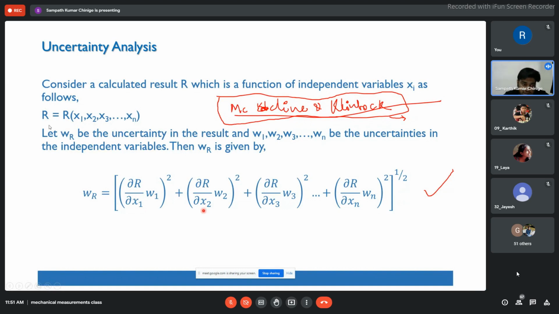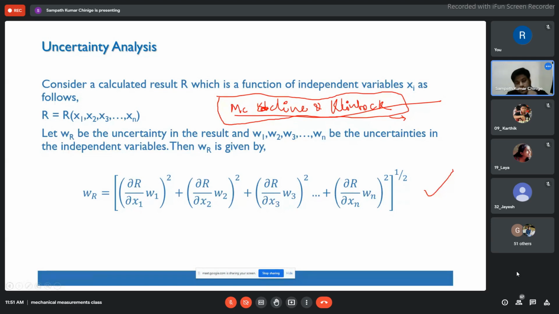The partial differentiation of R with respect to X1 into W1, whole square, plus ∂R/∂X2 into W2, where W2 is the deviation in the measurement X2. Similarly, ∂R/∂X3 into W3, the deviation of X3, and so on. This whole square, under the square root of 1 by 2 (the power 1/2), will give you the deviation, or uncertainty, of this R result.